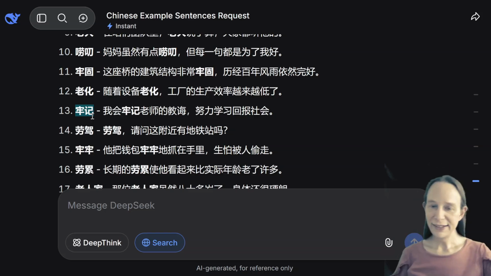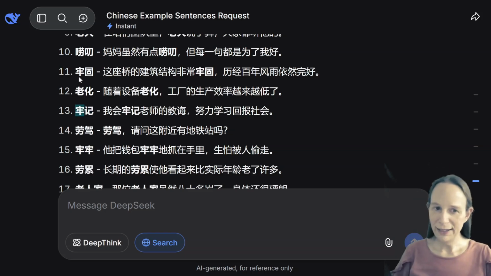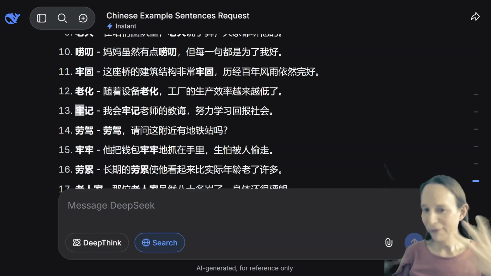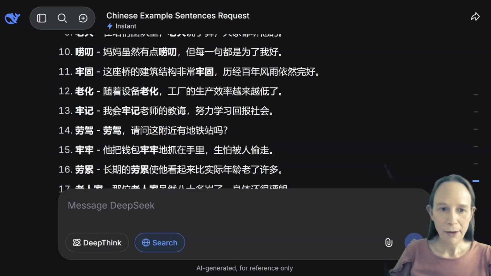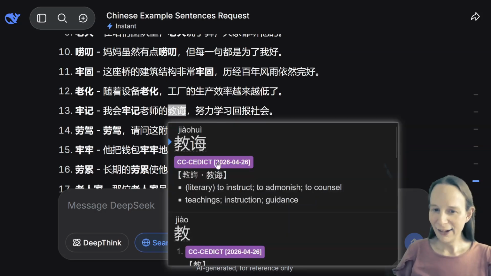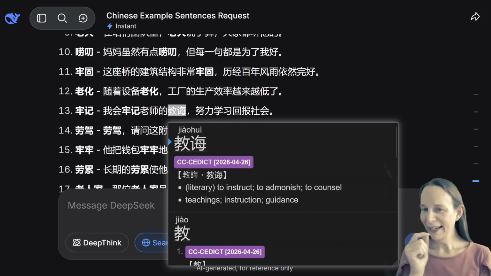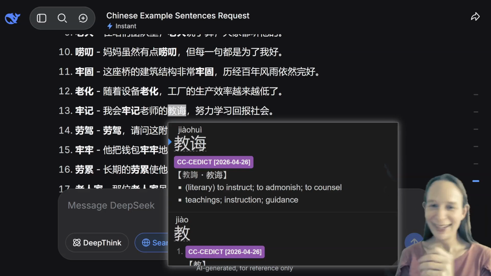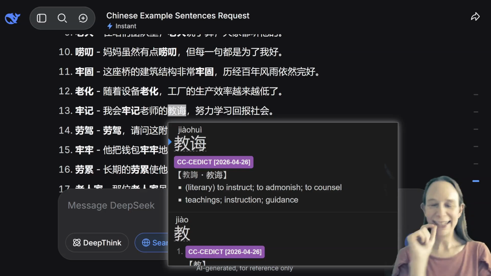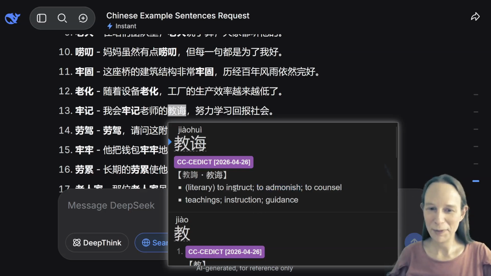Yeah, 牢记. So 记 is to remember. 牢 we saw it here. 牢记, firmly remember. 我会牢记老师的教诲. 教诲 is a kind of lesson you get in class. Not necessarily like the hypotenuse is that kind of lesson. It's a lesson in the sense of some sort of long-term admonishment, I don't know, counsel, teachings.